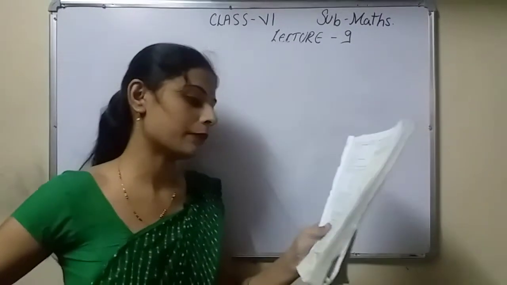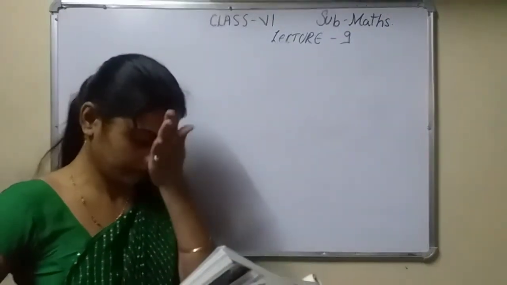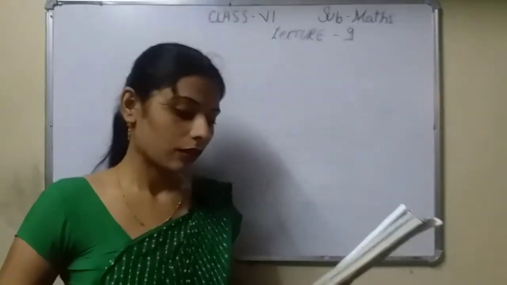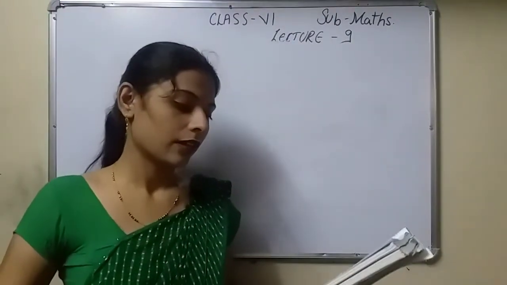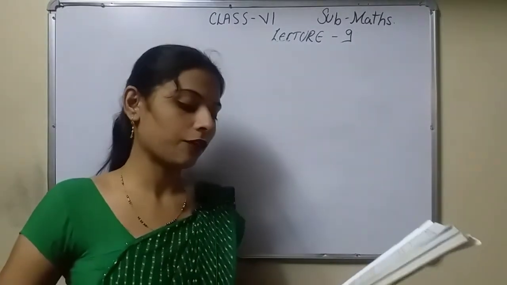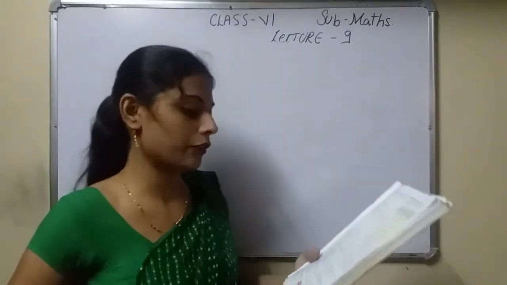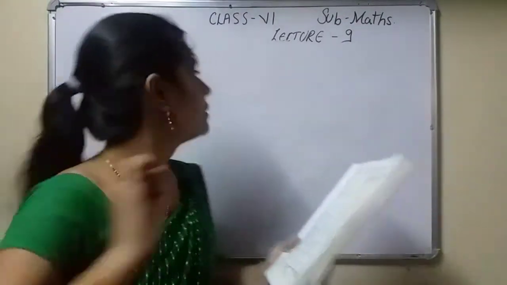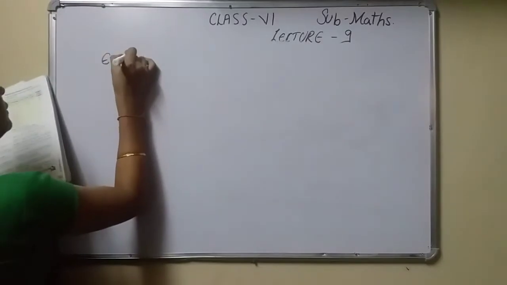Now see example number 26. Before that, you have to read the formulas given here. The product of two numbers is HCF into LCM, and if you have to find the other number, you have to put HCF into LCM upon the other number given. See example number 26, we will solve.